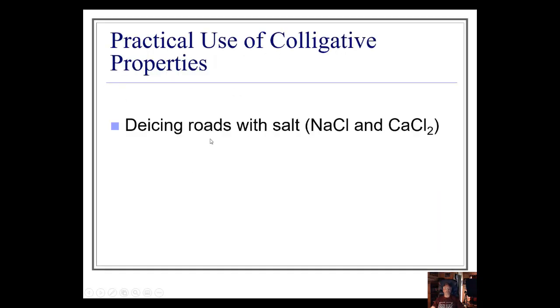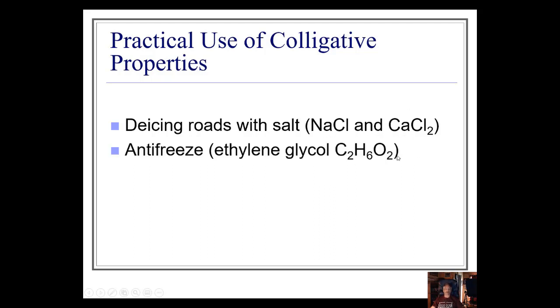The practical use of colligative properties, well, de-icing roads with salt. And calcium chloride, definitely a practical use if you're from the north, where it snows a lot and the roads ice up and become dangerous. You want to lower the temperature at which the water freezes, and so you'll sprinkle on the roads either sodium chloride, or even more effective, calcium chloride, because you get more particles per mole. Antifreeze is used in radiators, and it raises the boiling point and lowers the freezing point of the water in your radiator. Hypotonic and hypertonic solutions, we'll take a look at that with respect to osmosis.